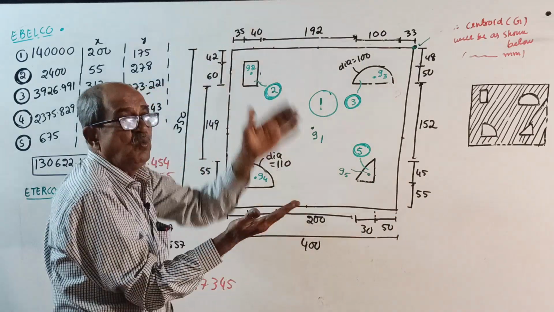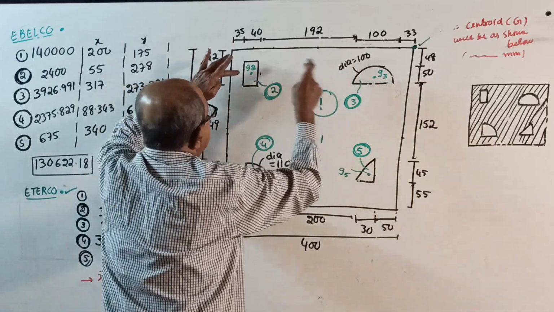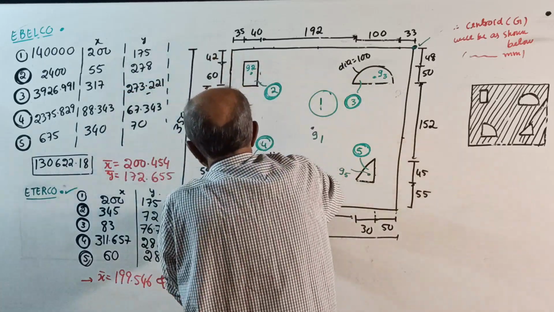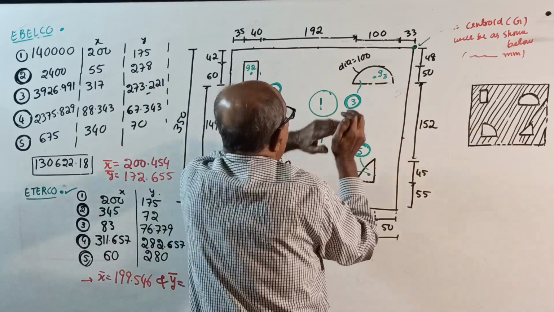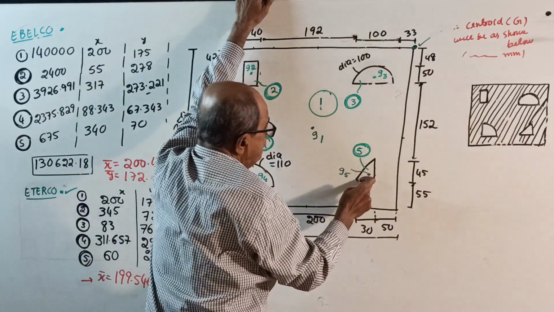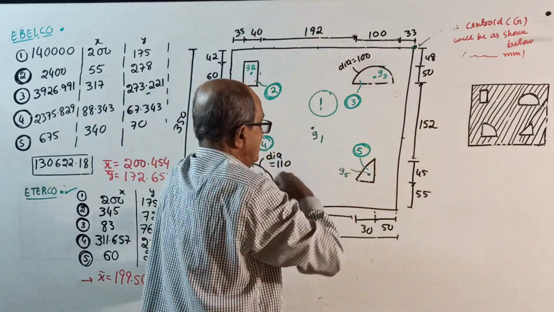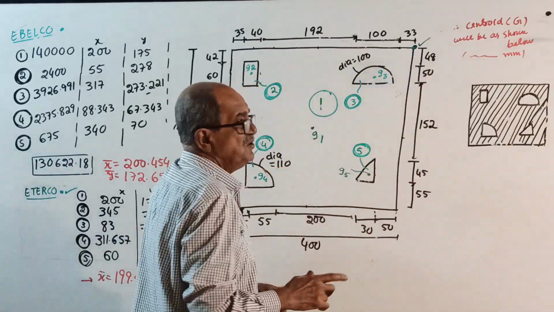But when you go for Y calculation, either this way or this way, for 2 and 4 you have to refer here, and for 3 and 5 you have to refer this way. The 48 is partially not visible. Okay, 48. That way you should do it.